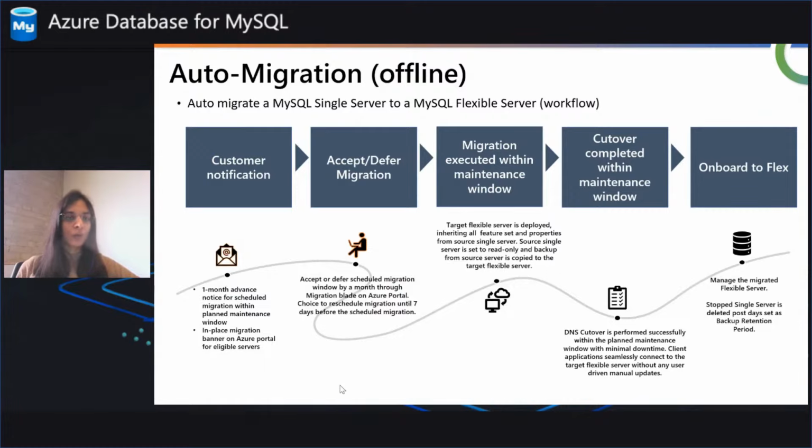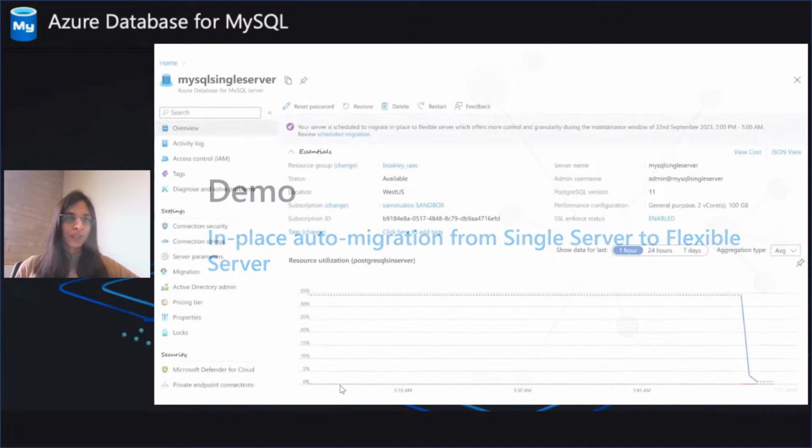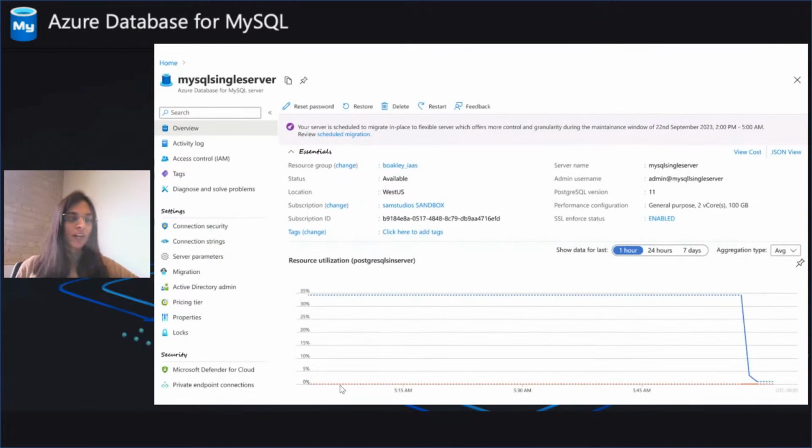Next, let's take a quick look at what the experience on the Azure portal is going to look like. When you're set up for an auto migration, you'll start seeing an Azure portal banner with your migration schedule details. You can click on review schedule migration or the migration blade to land onto the next screen.